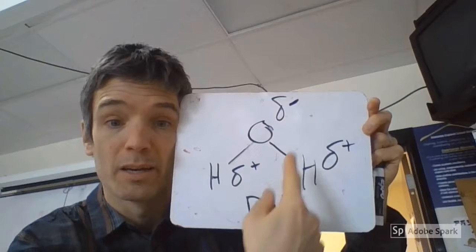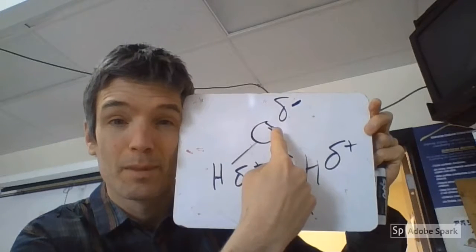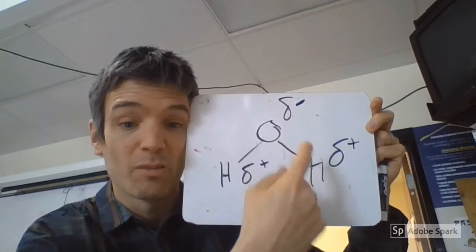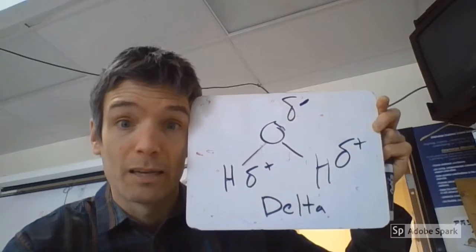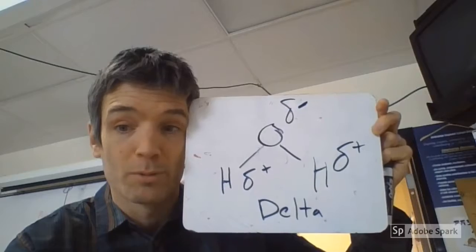This is how it's represented. Chemistry uses this symbol, delta. It's a lowercase d, the Greek letter. Delta means partial charge, and you can see the oxygen has a negative charge and the hydrogen has a positive charge.